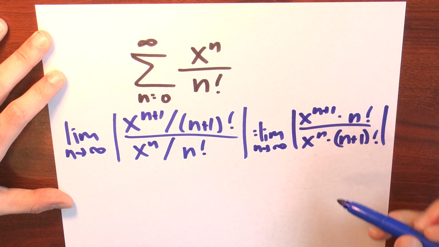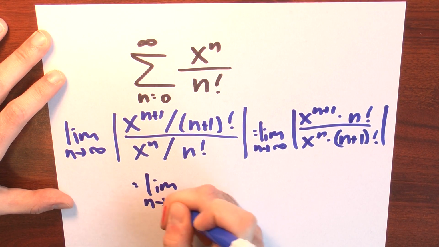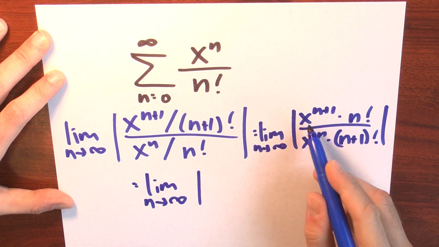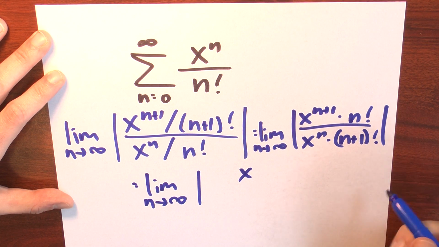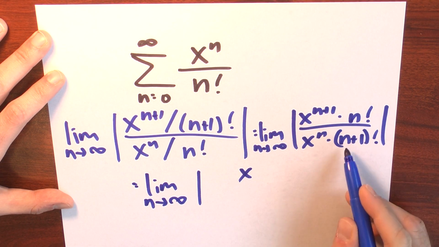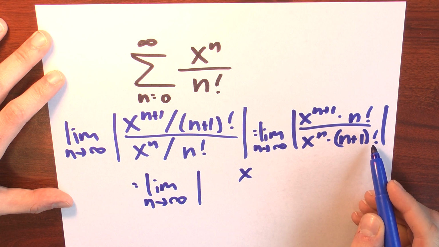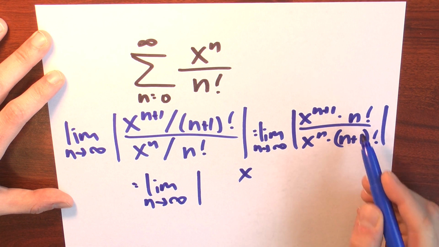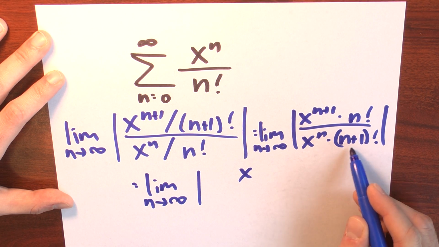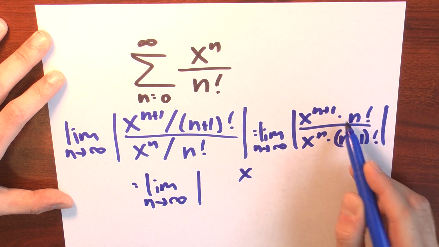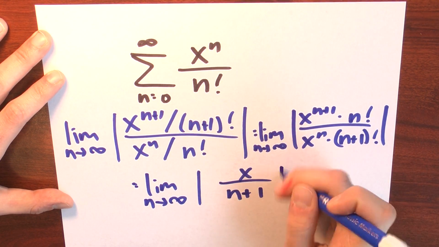So I've just got a fraction, but I can simplify this a bit too. This is the limit n goes to infinity. I've got x to the n plus 1 over x to the n, just leaves me with an x in the numerator. And I've got n factorial in the numerator and an n plus 1 factorial in the denominator. Well, n plus 1 factorial kills everything here, right? N plus 1 factorial is 1 times 2 all the way through n plus 1. And that contains all the terms in n factorial. So what I'm left with is just an n plus 1 in the denominator.